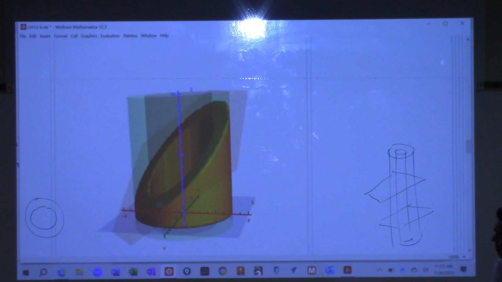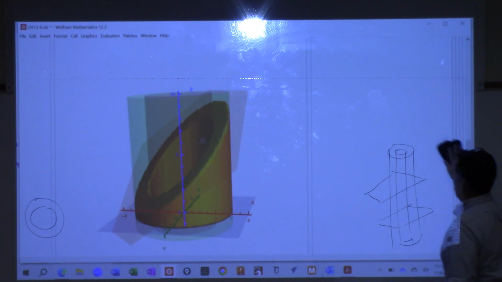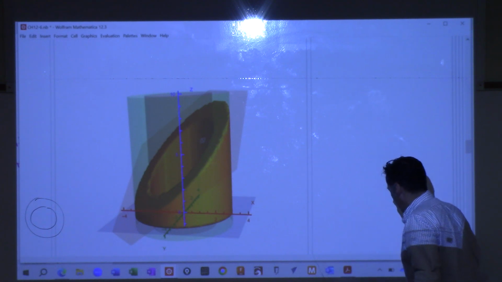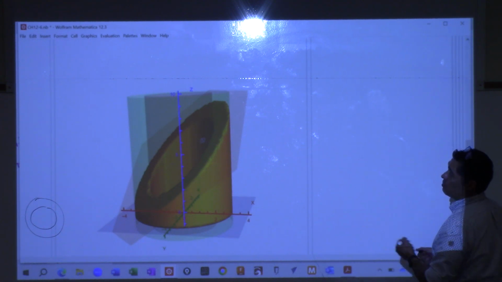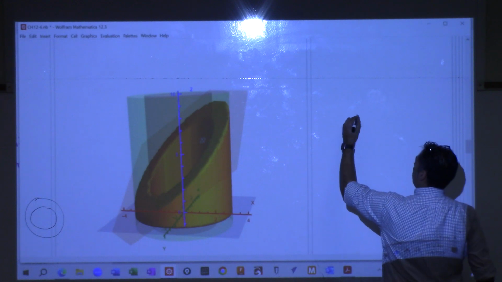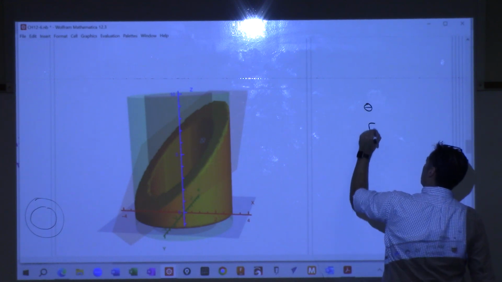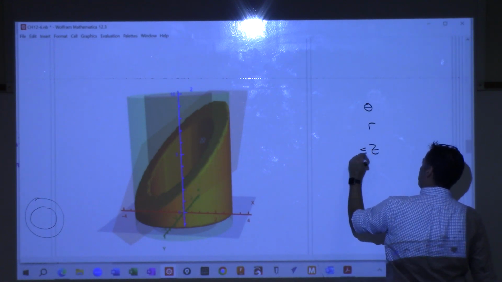So let's see from that. Let's see if we can actually talk about if we're going to go to polar. See, I said it already. If we're going to go to cylindrical, which is polar, okay, then we're going to need some restrictions on theta, on r, and on z.